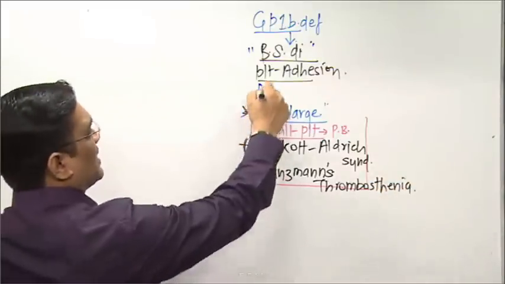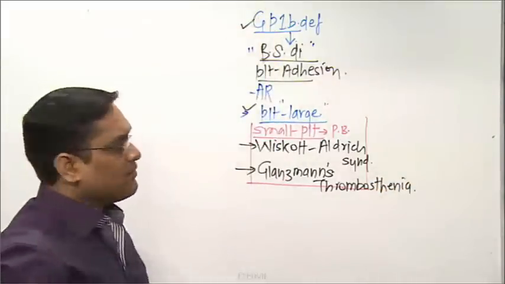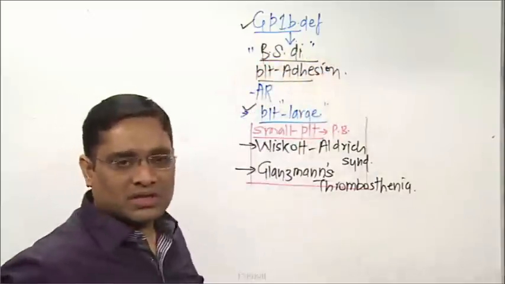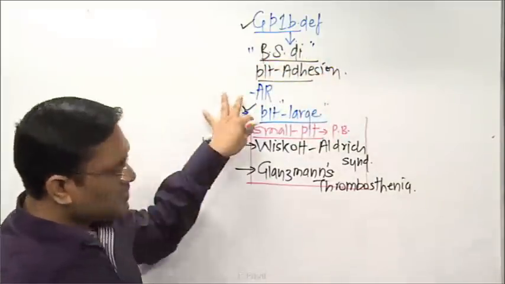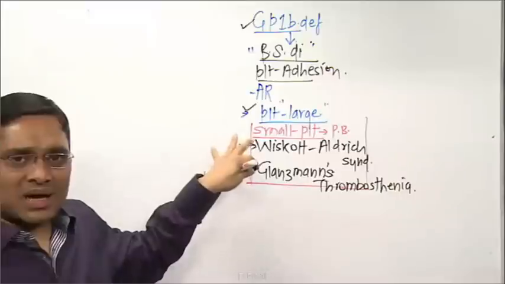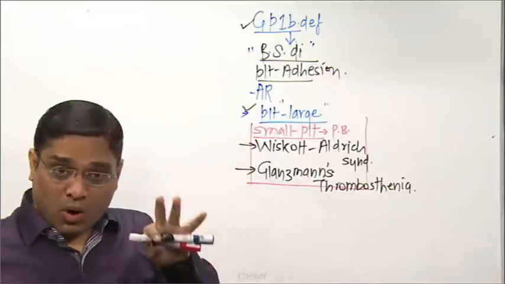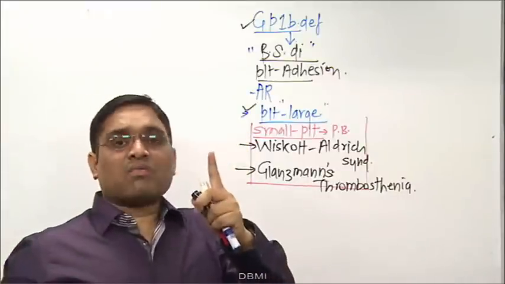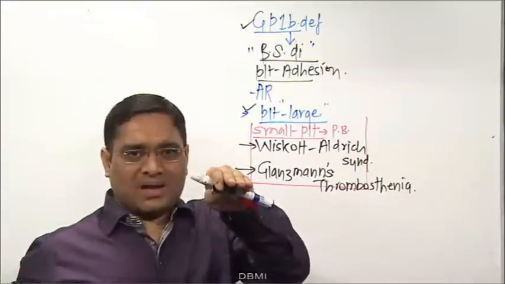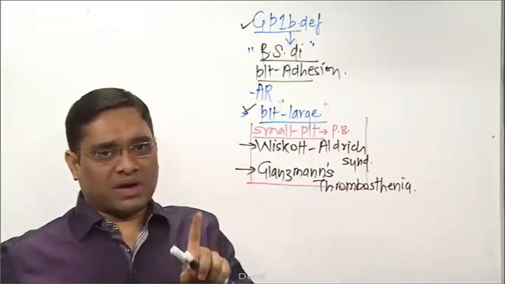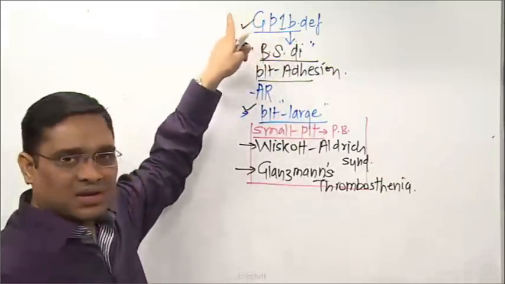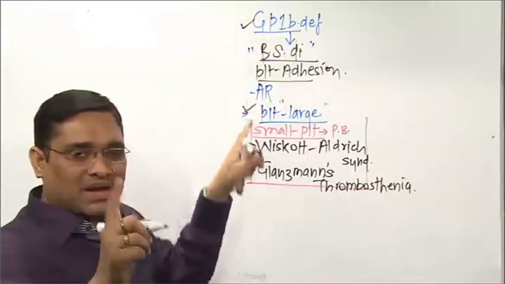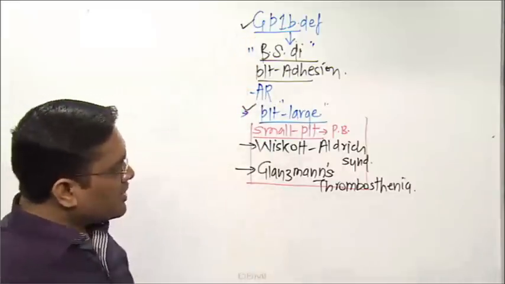So platelets are large in case of GP1B deficiency, meaning Bernard-Soulier disease. Bernard-Soulier disease is autosomal recessive, platelets are large, bleeding time will be prolonged, but the platelet count will be slightly or mildly decreased. This is one exception. Number 1 platelet adhesion disorder is Bernard-Soulier disease.